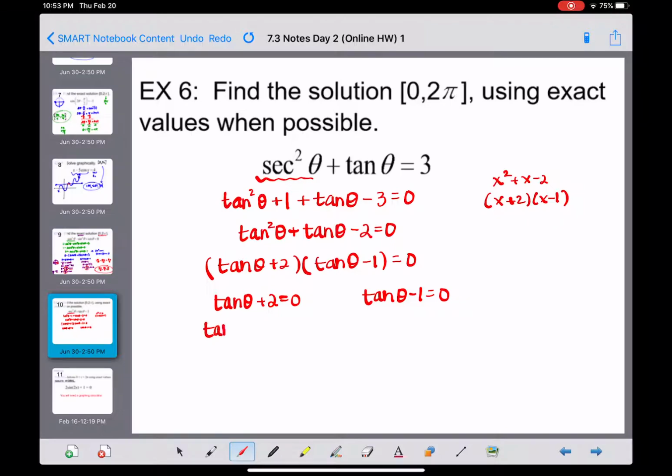So we isolate the trig function. The tangent of theta would be equal to negative 2. So think about how we're going to find tangent. We're going to do inverse tangent of negative 2.